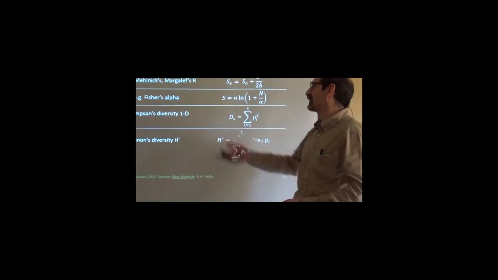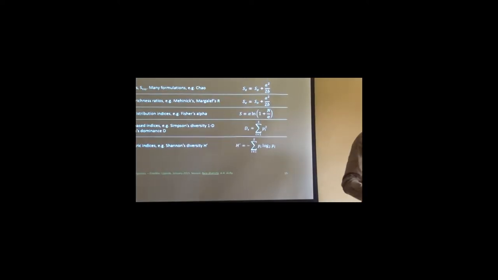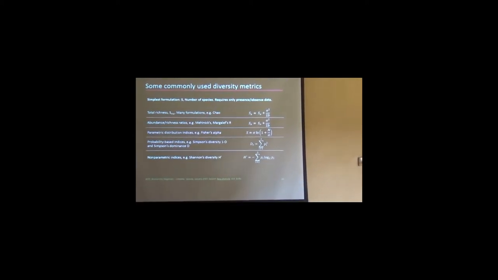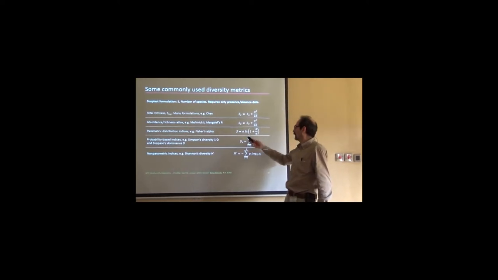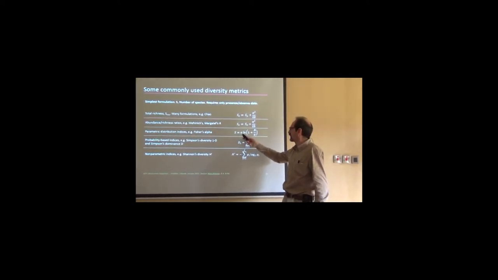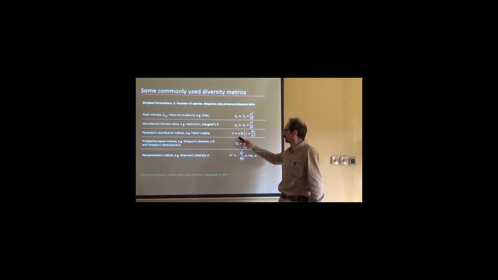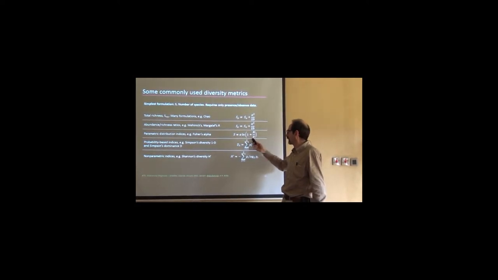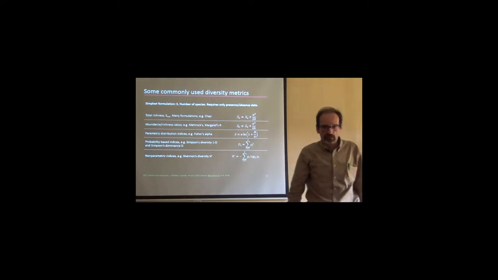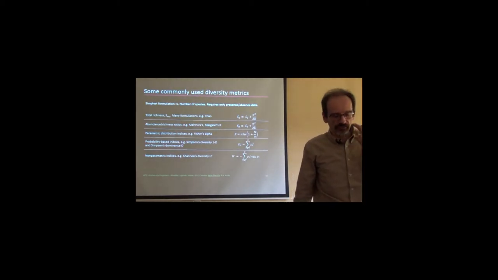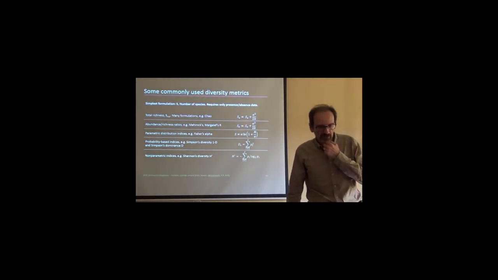Then we have the parametric distribution indexes. An alpha series is basically a geometrical series in which alpha is calculated implicitly from this general term here, in which alpha, the diversity of Fisher, is just this parameter within this equation that relates, more or less like Margalef did, the number of species to the number of individuals. It's less and less used, although it has some advantages in certain contexts.